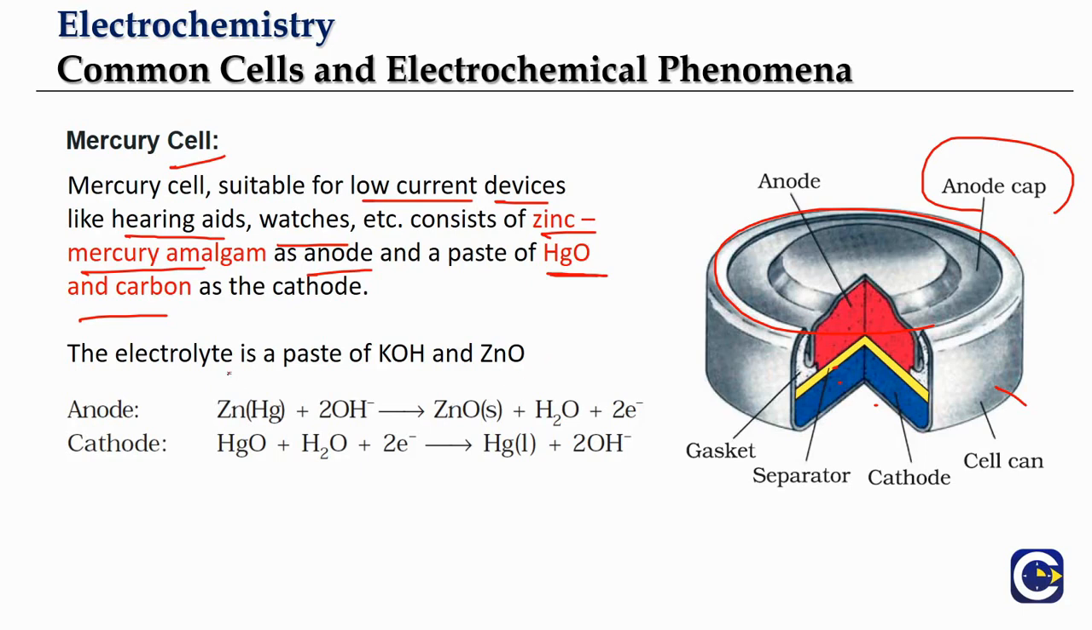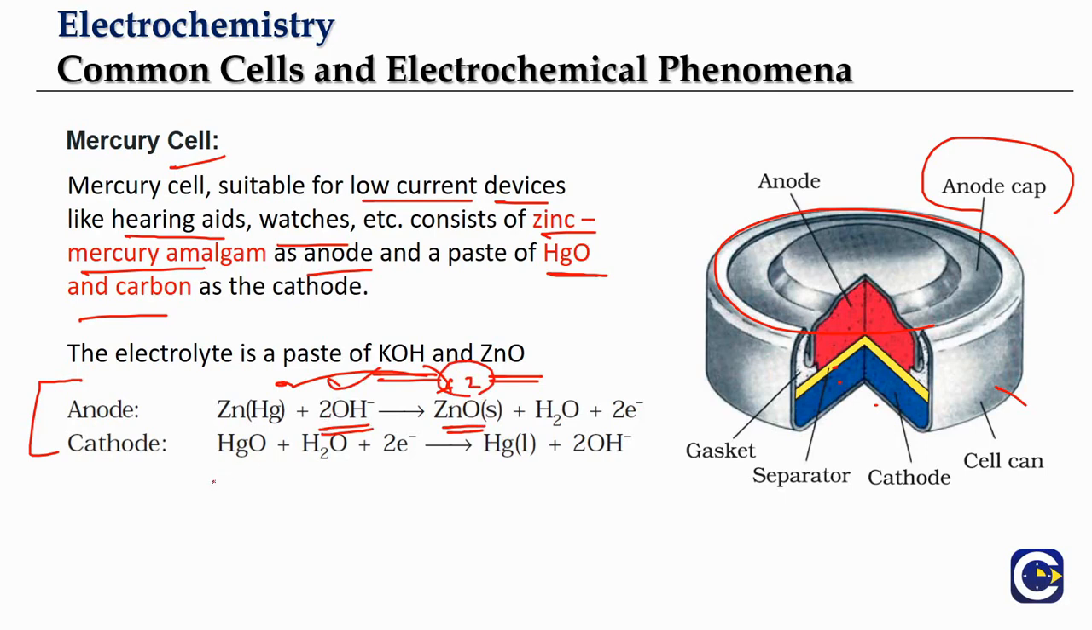The electrolyte in this particular cell, mercury cell, is potassium hydroxide and zinc oxide. What is the electrolyte here? In this case, potassium hydroxide and then zinc oxide. I'll tell you what is the importance of this mercury cell. What is there in the anode? Zinc mercury amalgam is the anode. So the zinc at the anode will undergo oxidation to form zinc 2+, means it is going to form ZnO, where zinc oxidation state is +2, and this is facilitated by the reaction of zinc with OH minus ions. It is reacting with 2 OH minus ions.